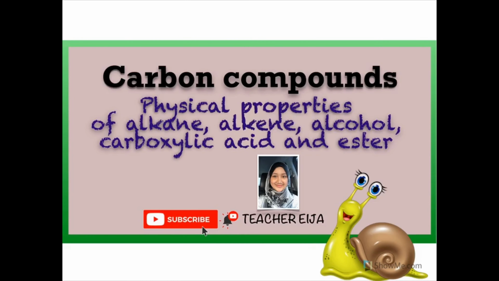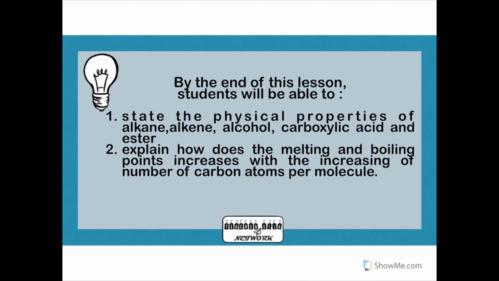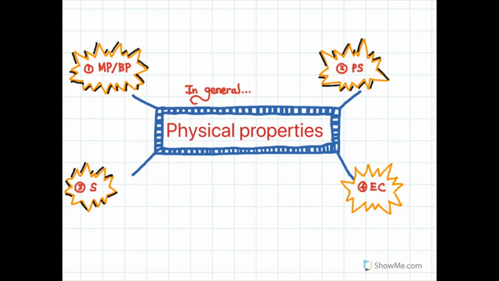Physical properties of alkane, alkene, alcohol, carboxylic acid, and ester. By the end of this lesson, students will be able to, number 1, state the physical properties of alkane, alkene, alcohol, carboxylic acid, and ester. Number 2, to explain how the melting and boiling points increase with the increasing number of carbon atoms per molecule.